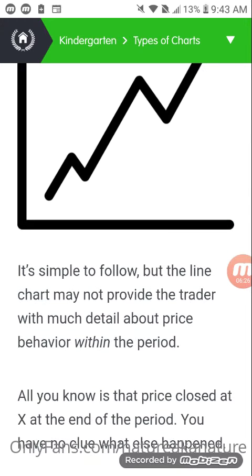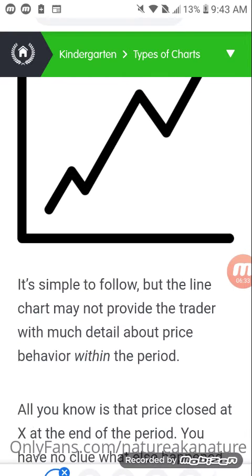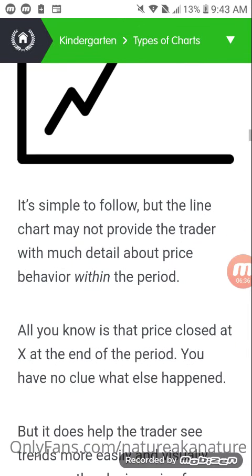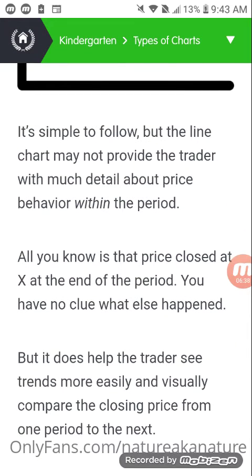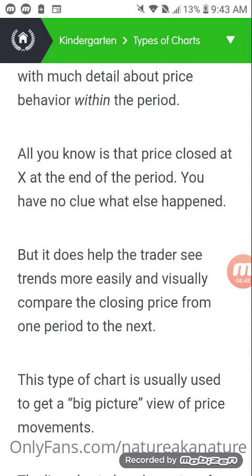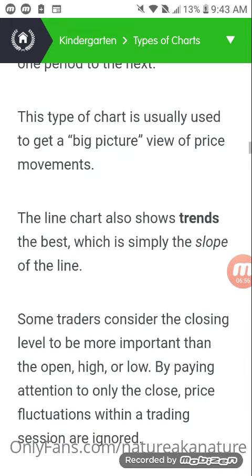It's simple to follow, but the line chart may not provide the trader with much detail about the price behavior within the period. All you know is that price closes at the X and ends the period. You have no clue what else happens, but it does help the trader see the trend more easily and visually, comparing the closing price from one period to the next. This type of chart is usually used to get a big picture view of price movements.